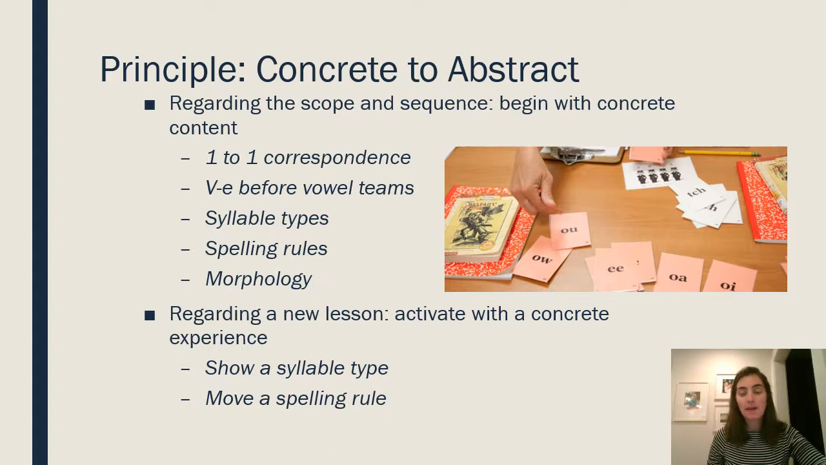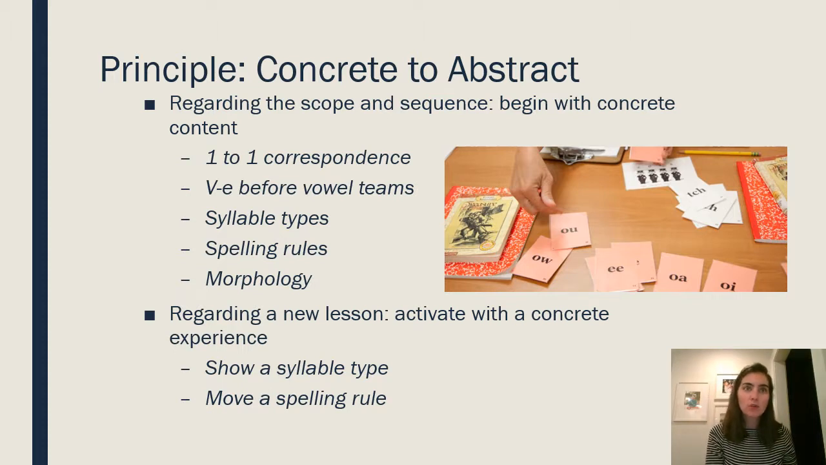Now, another way to think about the concrete to the abstract is when you're thinking about teaching something for the first time, a new concept, you'd want to activate it with a concrete experience. So flashcards, those little reading rod blocks that I showed you in class, anything that they can physically hold and touch that allows them to see the syllable type, to make the change for the spelling rule. If things are color-coded, if things are symbolized with manipulatives, that's a way to take something that's abstract and bring it down to the concrete level.